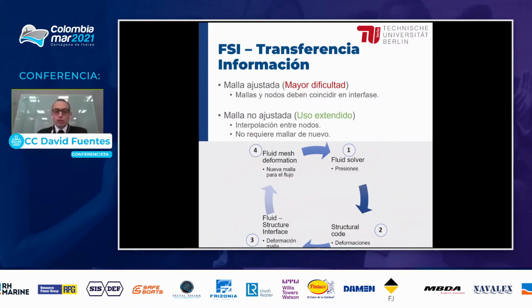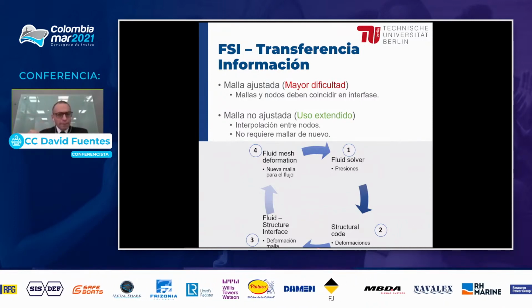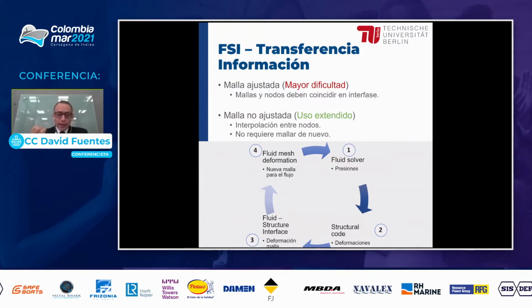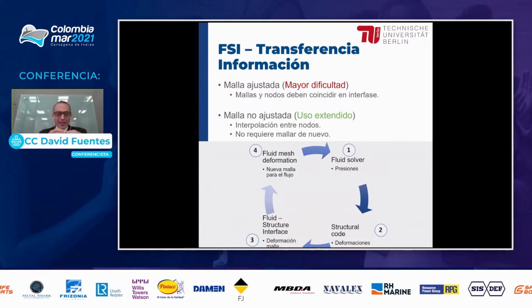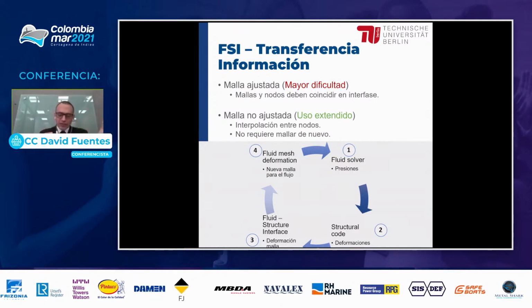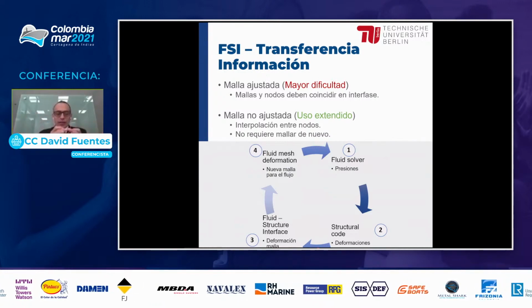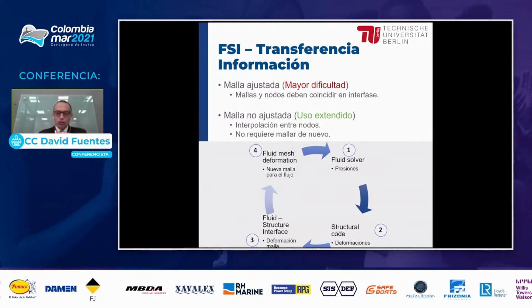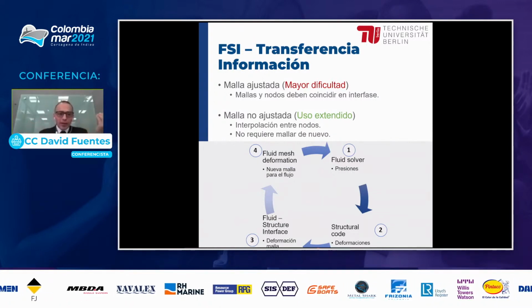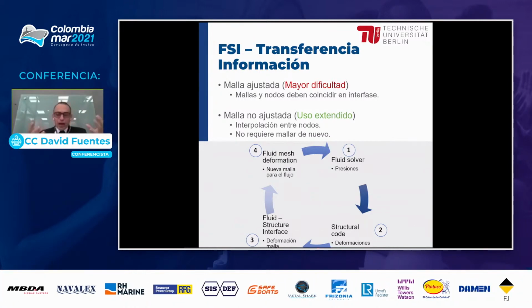En la interfase tenemos dos formas de estructurar la malla. La primera es malla ajustada. The first is the adjusted mesh, which is a harder procedure, since the mesh must be adjusted enough to coincide between the structural component and the fluid, and it's there where information transferring is carried out through the nodes. To carry out this kind of meshing is difficult. It has a high degree of difficulty.